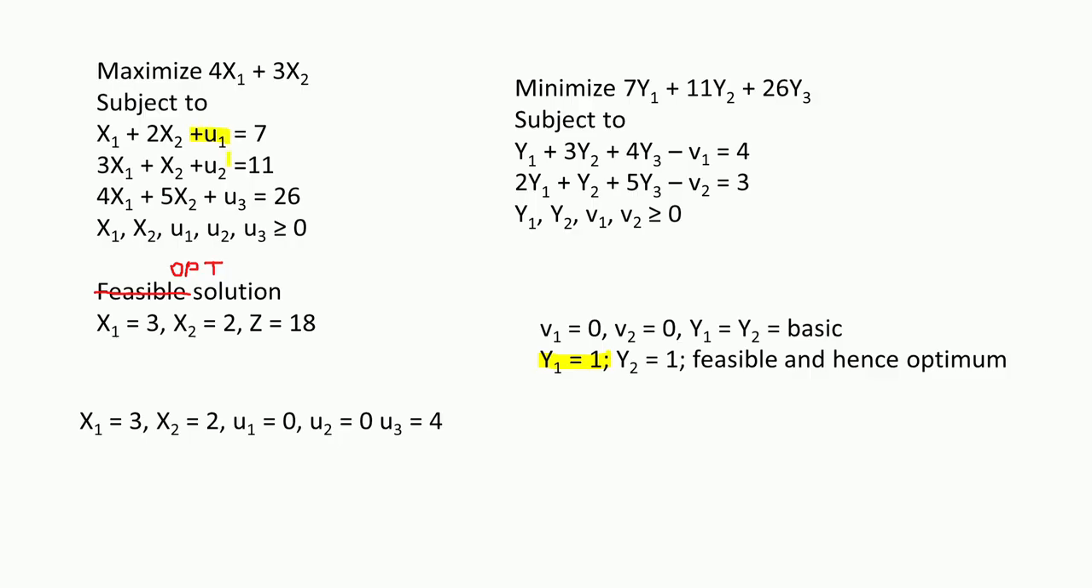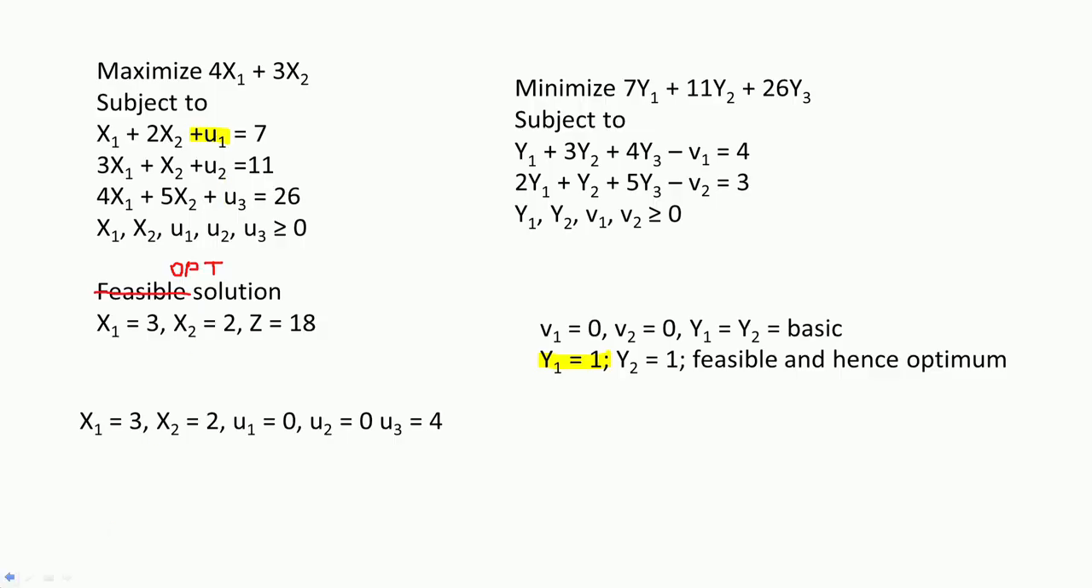Now what does u1 equal to 0 mean? It means the resource 7 is fully utilized at the optimum. So when the optimum solution fully utilizes this resource, the dual has a value and y1 is equal to 1. So an extra unit of the resource has to be bought at a certain price, which happens to be 1.